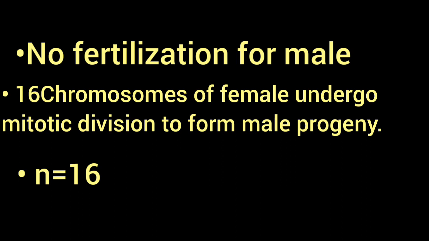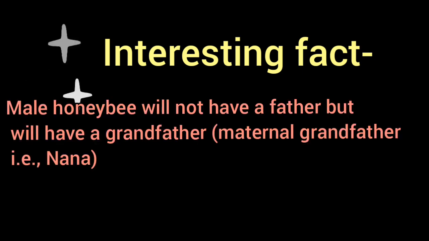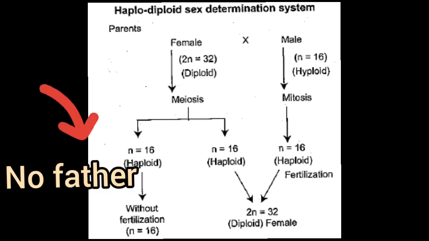I hope this is clear to you. Now guys, in your book there is an interesting fact written that a male honeybee does not have a father but has a grandfather, which is of course the maternal grandfather. How is this correct? Let's find that out. Now, talking about the male, do you think they have a father? No, because they are formed by the cells of mommy, that is ova. The ovum has half the set of chromosomes, underwent parthenogenesis, rapid mitosis happened, and then the male was formed.